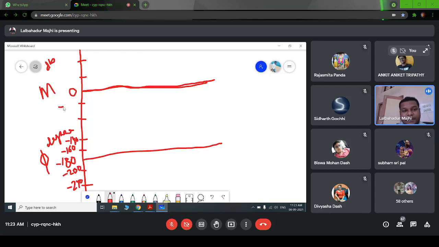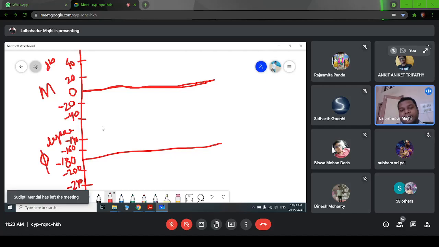This will be minus 20 dB, this will be minus 40 dB, this will be 20 dB and this will be 40 dB. Clear? We have to draw two plots, one for magnitude and another for phase. For the phase plot the reference line is minus 180 degrees, and for the magnitude plot our reference line is 0 dB.